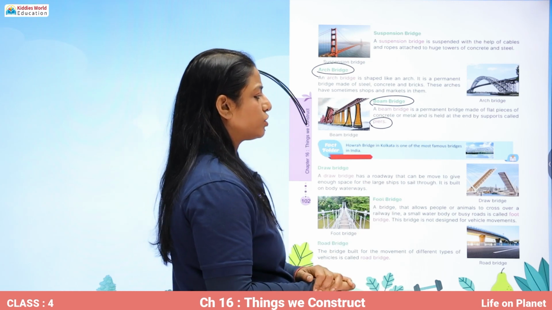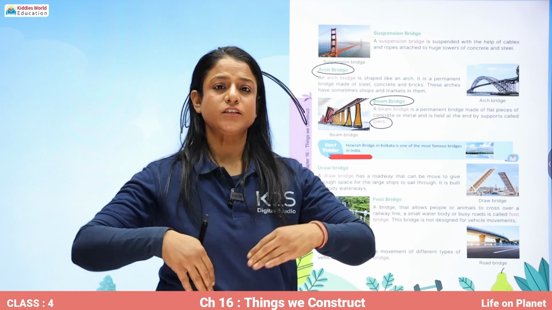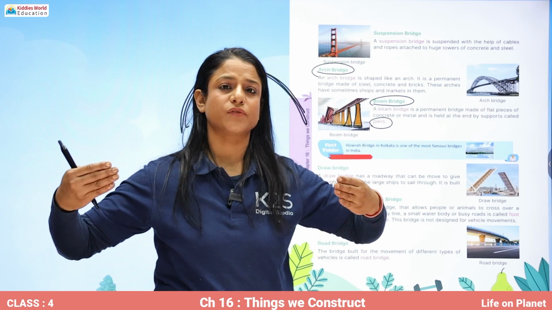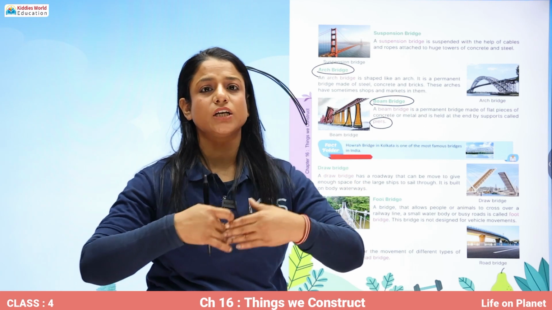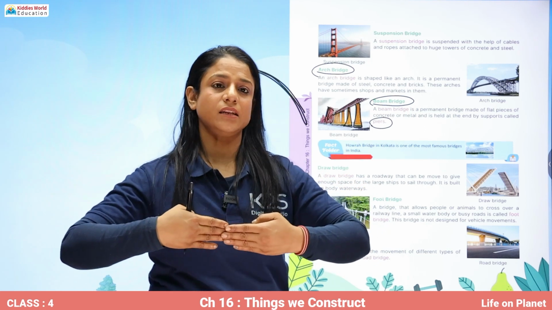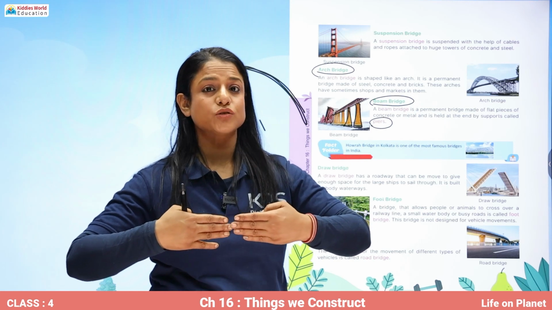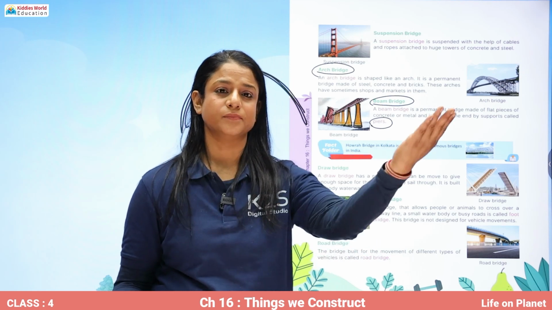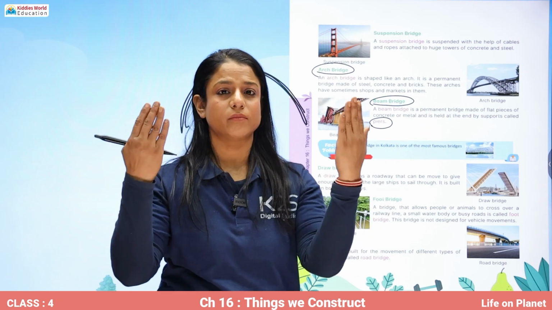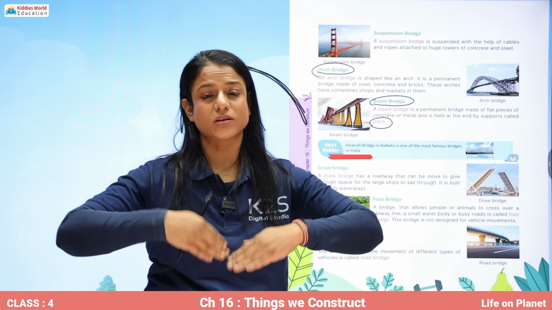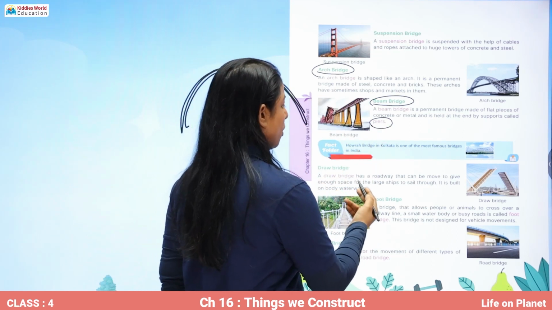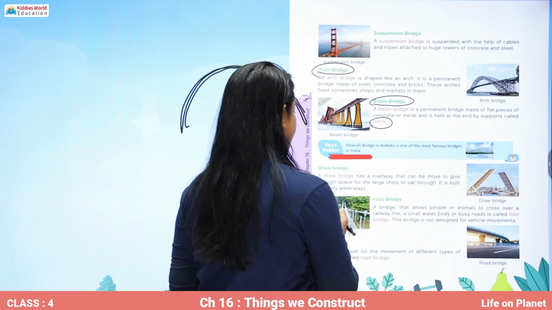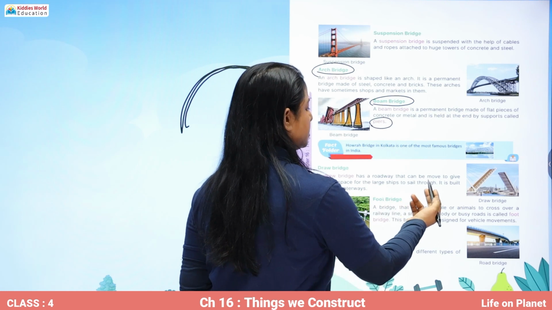Now comes the drawbridge. So there is one bridge which opens and closes. When it closes, people can pass over it, and it has a particular time when it will close. Then when the closing time is over, it opens, and it cannot be crossed. The bridge cannot be crossed when it's open. So a drawbridge has a roadway that can be moved to give enough space for large ships to sail through.